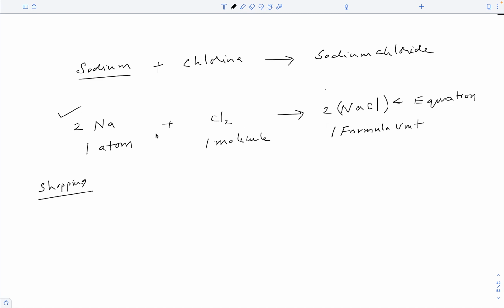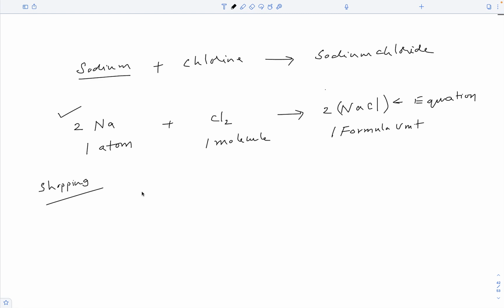But if I want to conduct this reaction without wasting any sodium or chlorine, that is, convert all the sodium and chlorine that I buy into sodium chloride without any leftovers, then we need to know in what amounts we must buy sodium and chlorine. So somehow we have to figure out the quantities of sodium and chlorine that combine completely with one another without any leftovers using this balanced chemical equation.